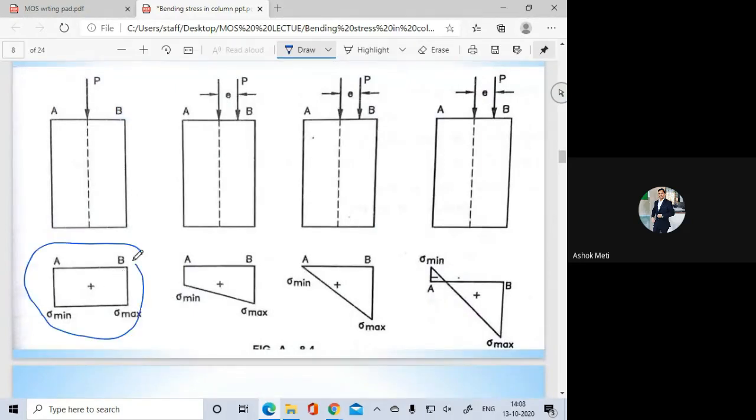Okay, a column which is subjected to axial loading will have uniform stress over the entire cross sectional area. If the column is subjected to eccentric loading, then on one side there will be maximum stress and on the other side minimum stress. Okay, so the maximum stress will be sigma d plus sigma b, and the minimum stress will be sigma d minus sigma b.